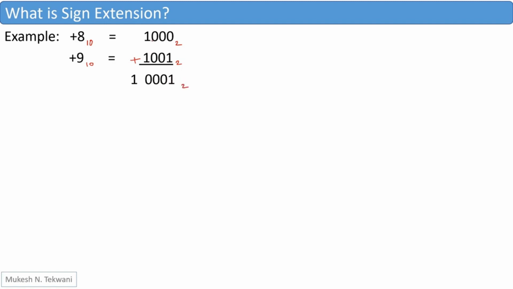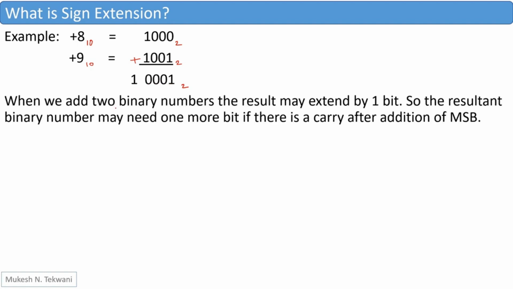So we can see that the two original binary numbers had 4 bits each, but the result is made up of 5 bits. So when we add two binary numbers, the result may extend by 1 bit, and the resultant binary number may need one more bit if there is a carry. So this one is the carry in our addition.